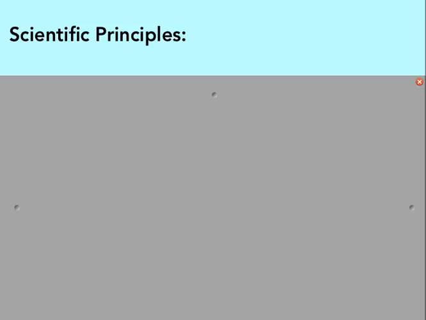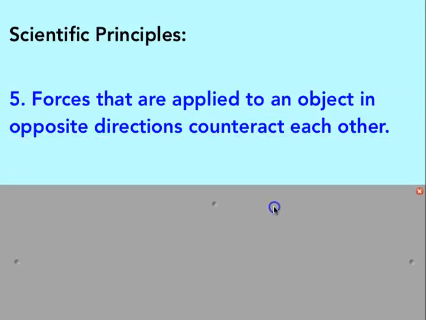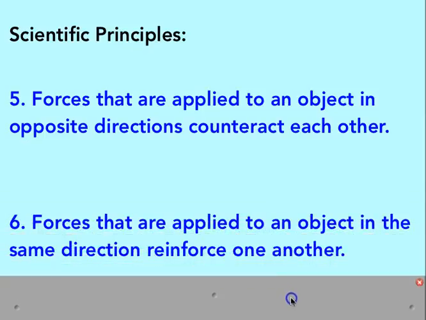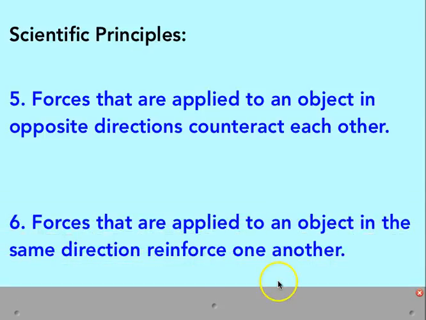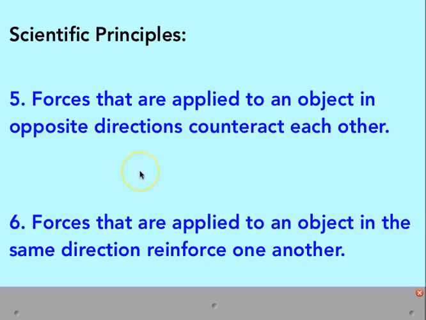But I do have one scientific principle I want you to add. Forces that are applied to an object in opposite directions counteract each other. Forces that are applied to an object in the same direction reinforce one another. So when we looked at some of these models, these forces counteracted each other. So they didn't lead to motion. So sometimes when they counteract things, there is no motion. Forces that are applied to an object in opposite directions counteract each other. Forces that are applied to an object in the same direction reinforce one another.